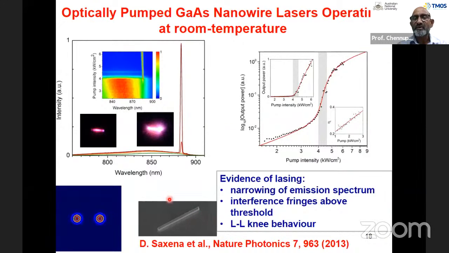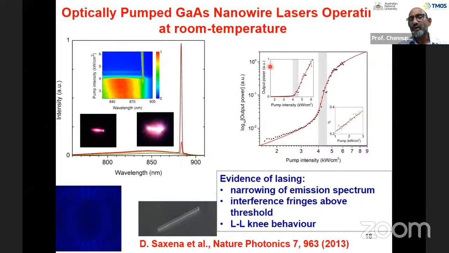She transfers them onto a glass slide, and then Drew makes the measurements. He excites them with a laser pulse and looks at the light coming out. Below threshold, you see a very broad light emission. Above threshold, you see a very sharp light emission, acting like a laser. You can also see beautiful interference fringes because of the coherent dipoles emitting from both ends of the nanowire, and his simulations of these nanowires match the interference fringes very well.